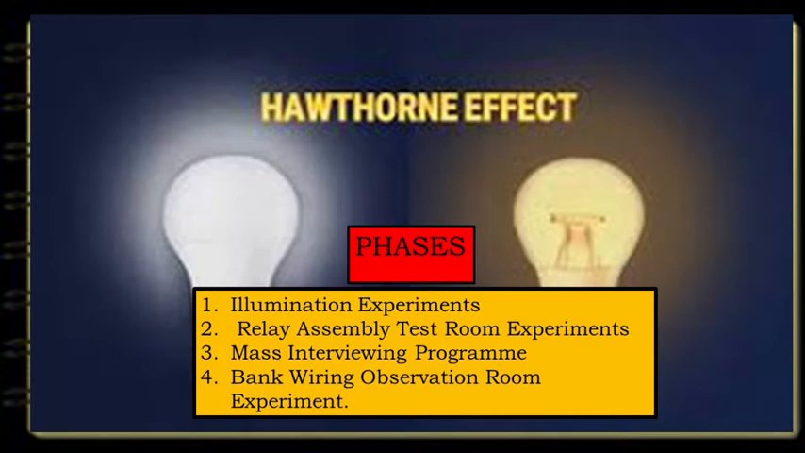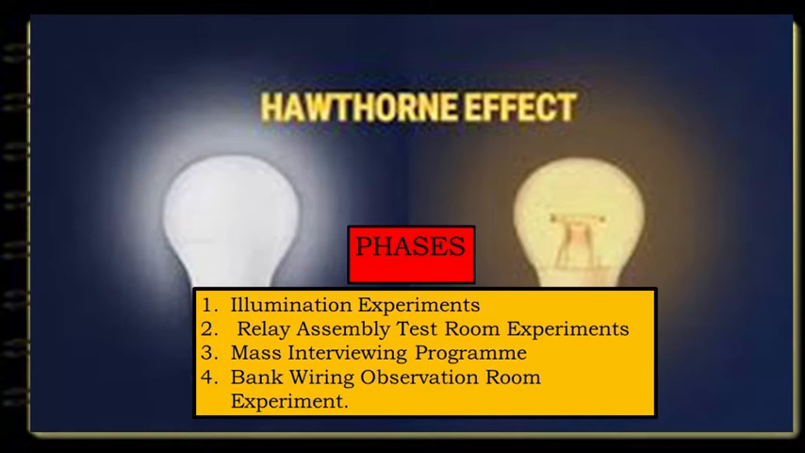Now what do you think would be the result? The results of the experiments were ambiguous. When the test group's lighting was improved, because this was the group where the lighting kept on changing, productivity tended to increase. Fine. But when lighting conditions were made worse, there was also a tendency of productivity to increase in the test group.